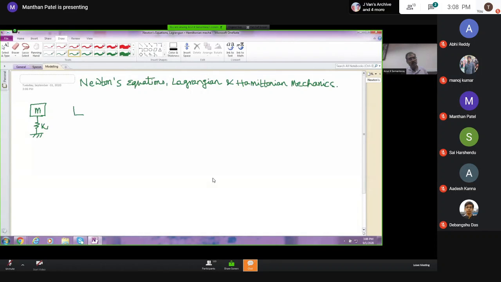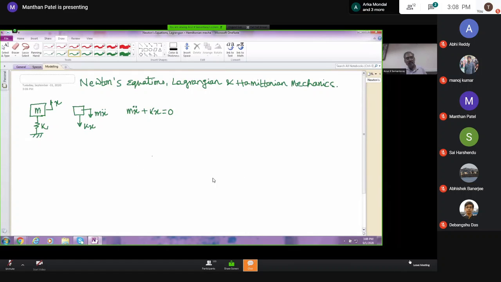So we draw the free body diagram. Let's say its displacement is x here. So you have here m x double dot, pseudo force. Then you have here downward kx. We get m x double dot plus kx equal to 0. Let me make these dots a little bigger. So that's the Newton's equation.